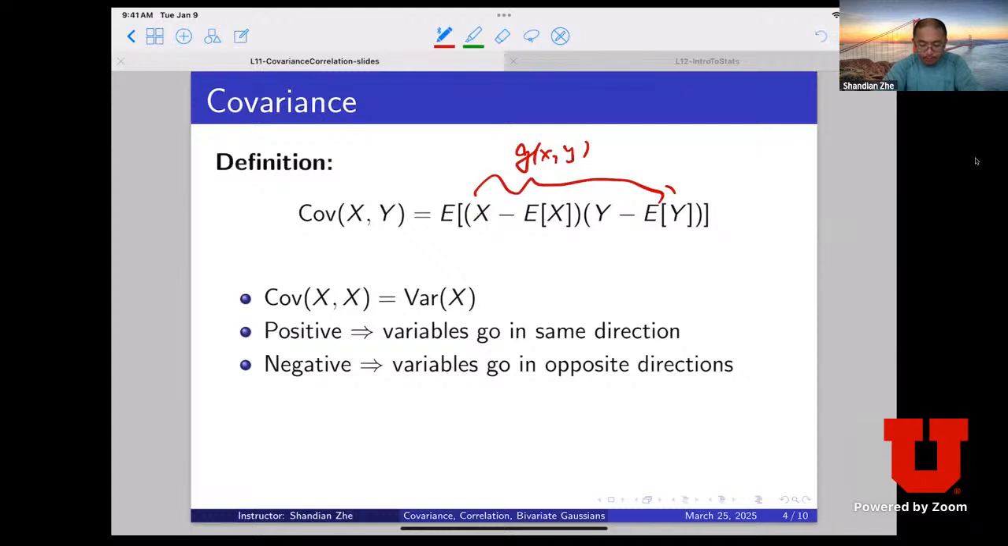If we set one of the two variables to be identical, say if we put Y as X, that means we're computing the covariance between X and X itself, then the covariance reduces to the variance of X. So what's the definition of variance?